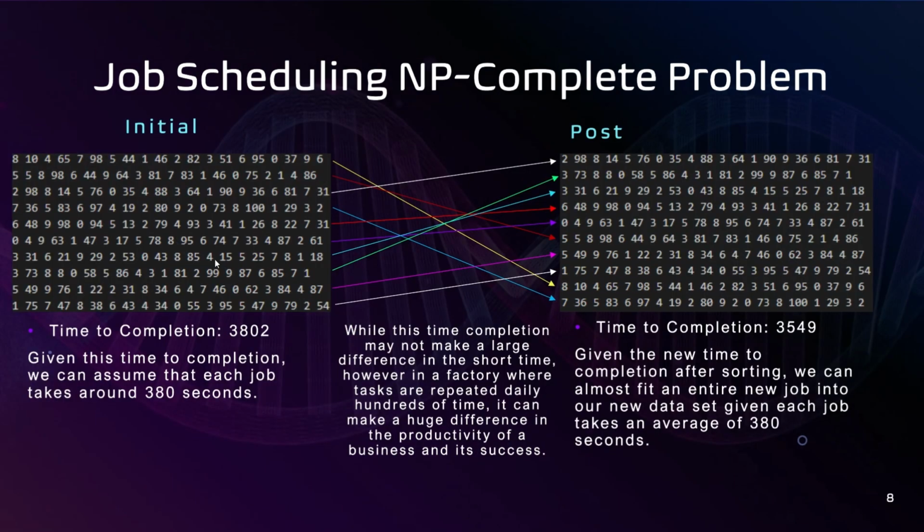So let's give you an example of how this works. Before sorting, this schedule of jobs has 3,802 seconds to completion, about 380 seconds per individual job. After sorting, it takes about 3,549 seconds on average. While this time completion may not make a large difference in the short term, in a factory where tasks are repeated daily hundreds of times, it can make a huge difference in the productivity of a business and its success.